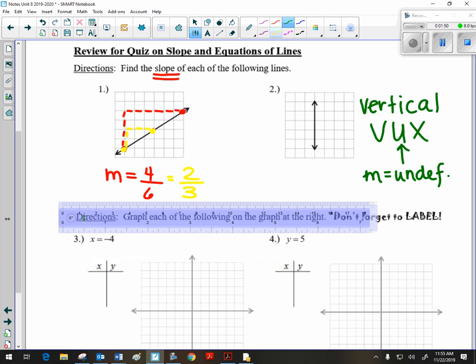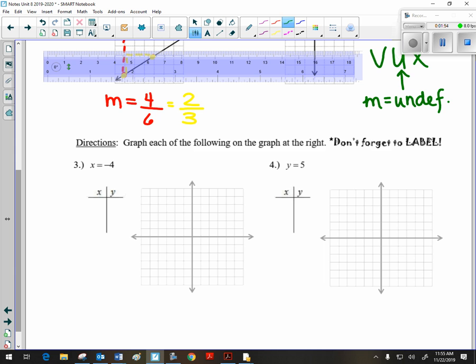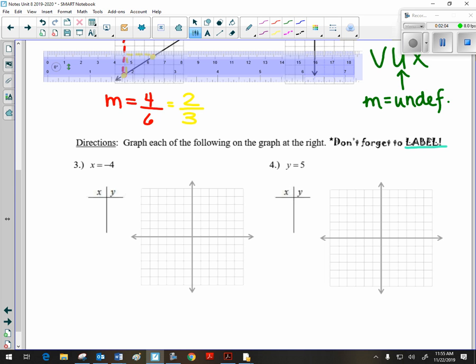When you go to the next couple of questions that are here, they're asking for you to graph each of the following. And it has a reminder here of don't forget to label. So there's a couple things we need to talk about with respect to the labels. There's two parts. Number one, you have to make sure that you label the axes, the x-axis and the y-axis. And number two, you have to make sure that you label the line. We can't label the line until it's drawn on our graph, so we'll come back and do that at the end.